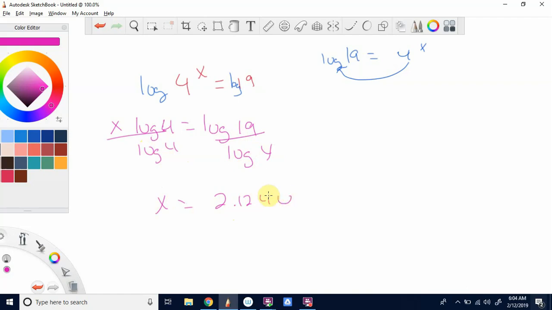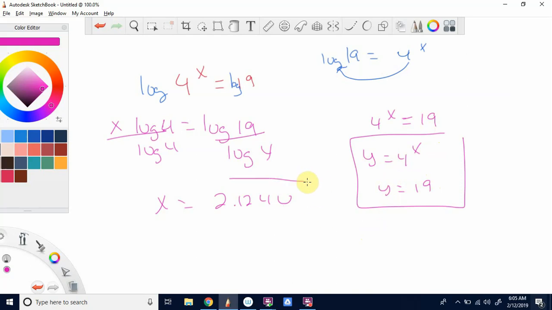Now, how do you check this? You can check this by graphing two equations. So our original problem was 4 to the x equals 19. Just like the inequalities we did in class, we can say y equals 4 to the x and y equals 19. And when you put those in your calculators, you can find the intersection of the two lines, which will happen at this point here. All right, so do the guided practice, and let's look at example 4.